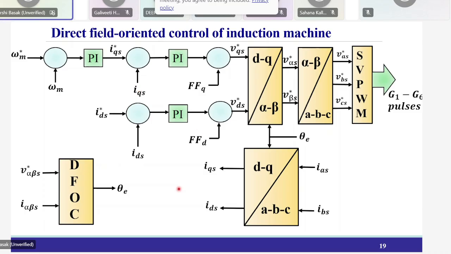Now, let us try to understand how we will get the value of theta e. So from these expressions, how will we get the value of theta e?